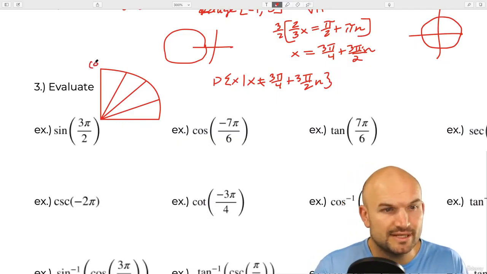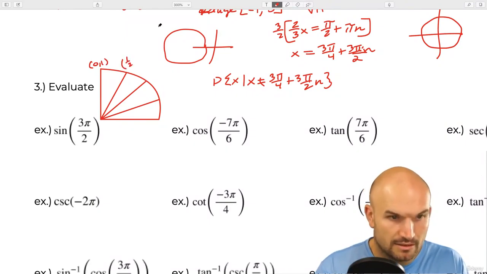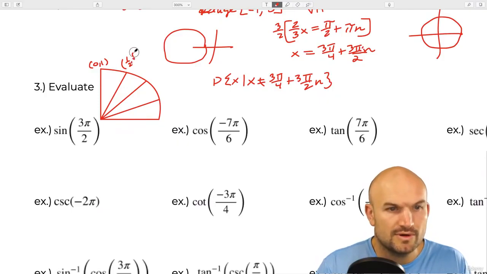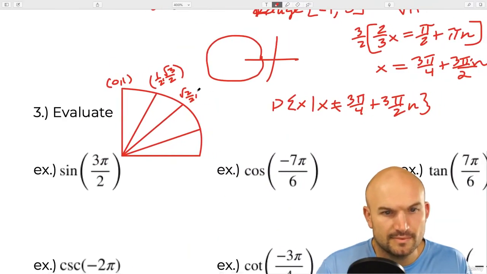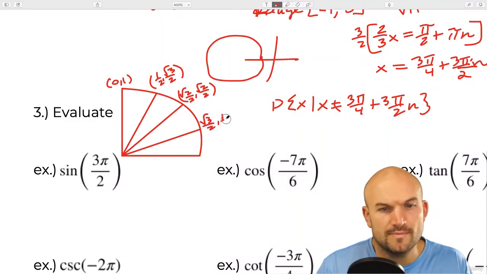So this point is going to be 0, 1. This point is going to be 1/2, comma, square root of 3 over 2. This is square root of 2 over 2. I'm going to zoom in one more time. Here is square root of 3 over 2, comma, 1/2. And then this point is 1, 0.